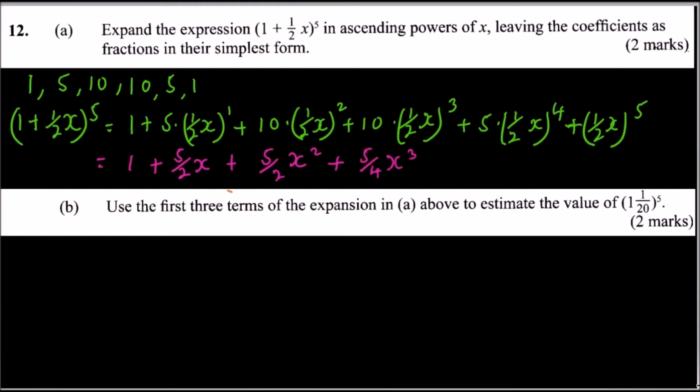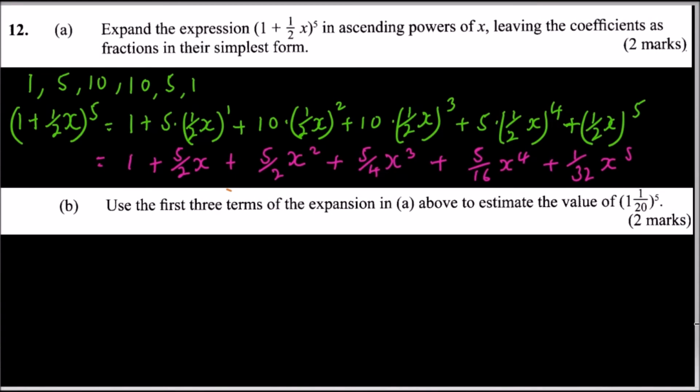Then we have plus, this is 5 over, 2 to power 4 is 16. So you say it is 5 over 16, x to power 4. And finally, we have plus 1 over 32, x to power 5. So that is how you expand.